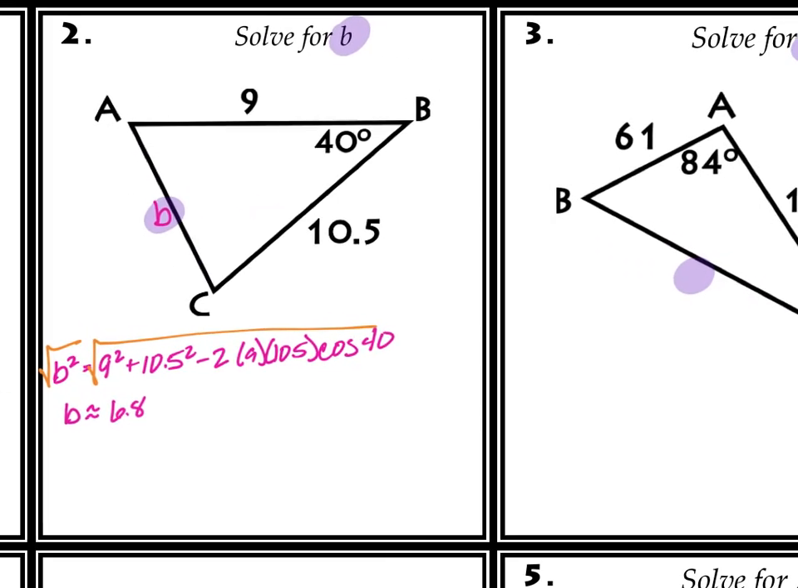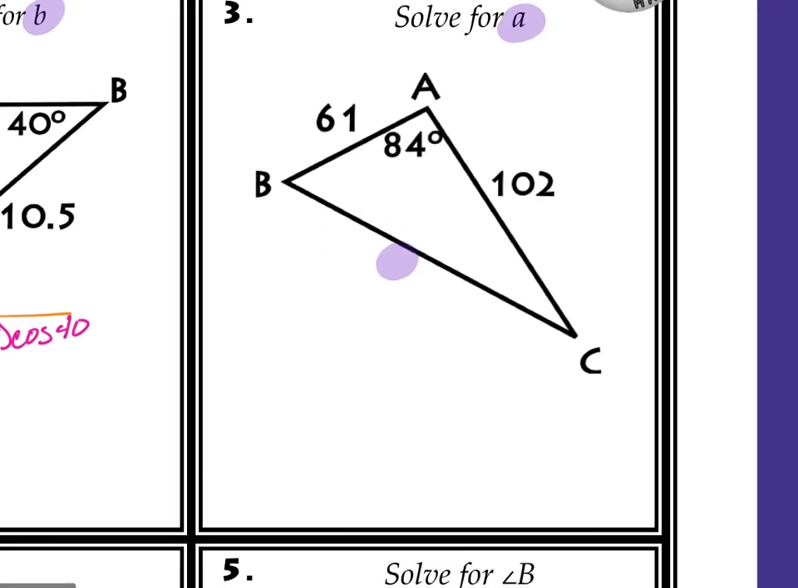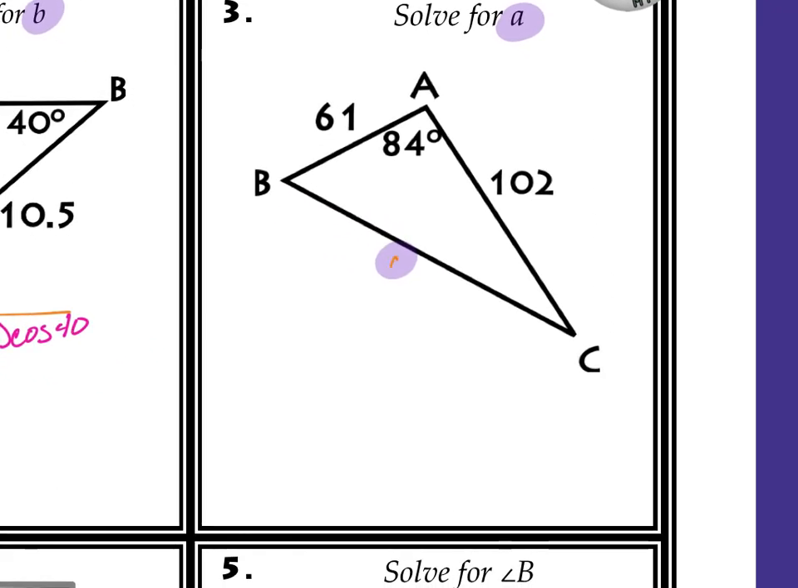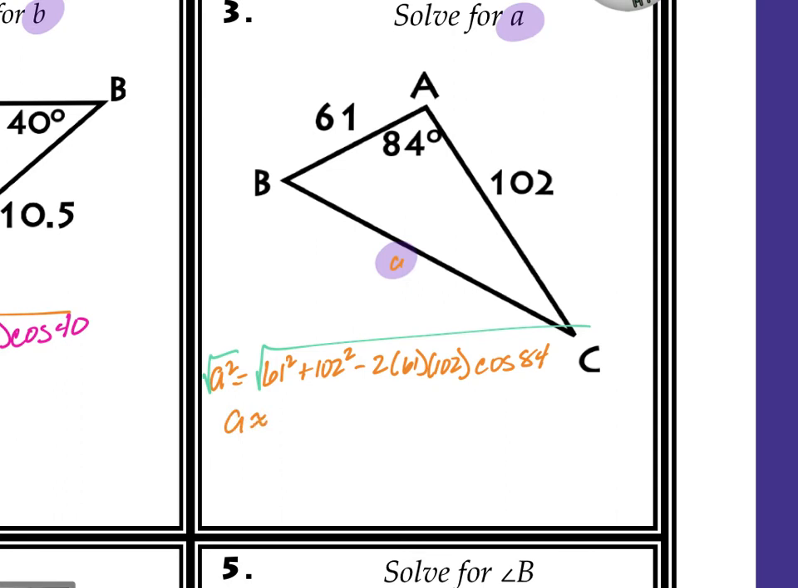And then the last one, this is side A. So I've got A squared is going to equal the 2 other sides squared. So 61 squared plus 102 squared minus 2 times those 2 sides times the cosine of 84. And I'm going to square root them again. And A is approximately equal to 113.2.